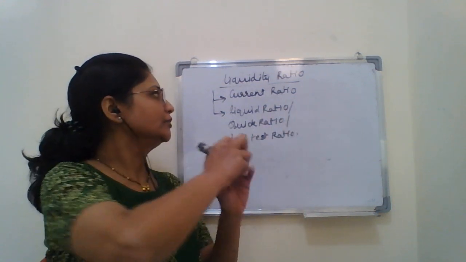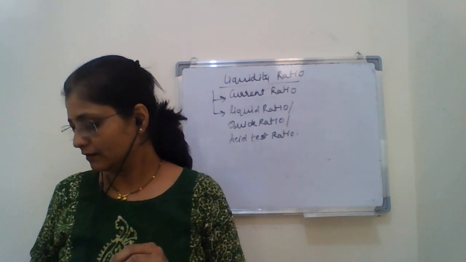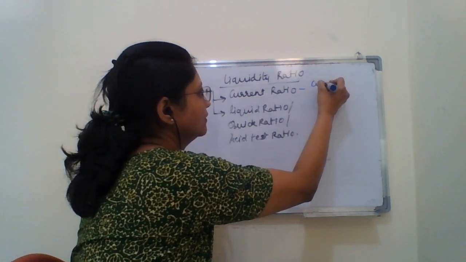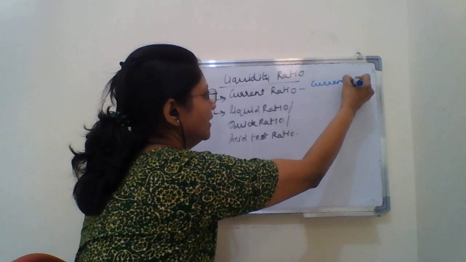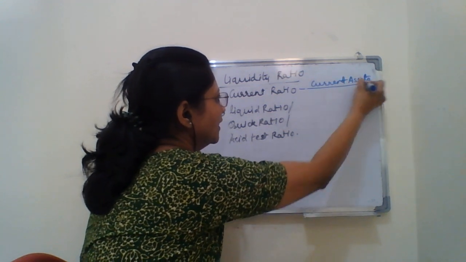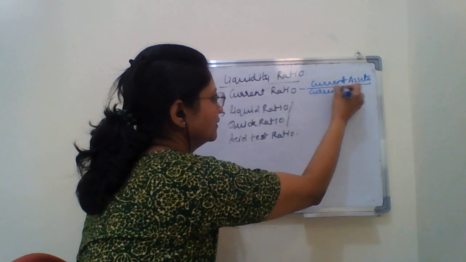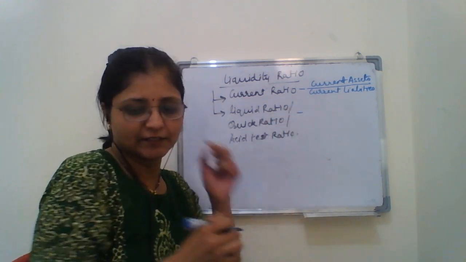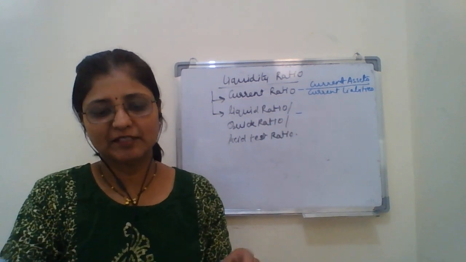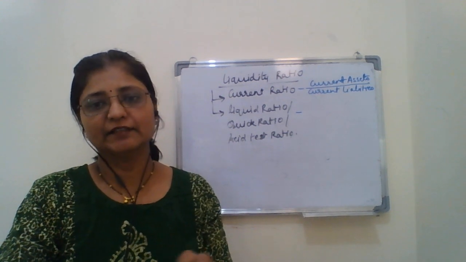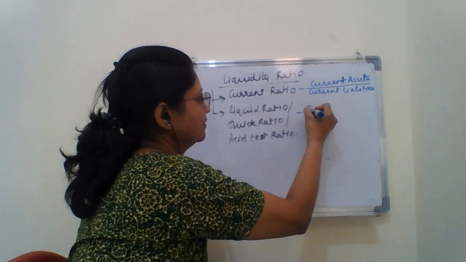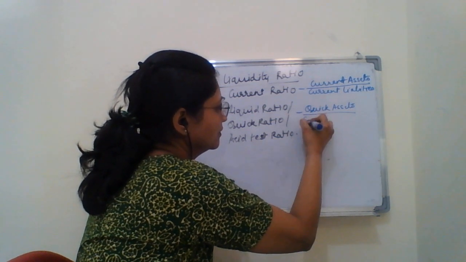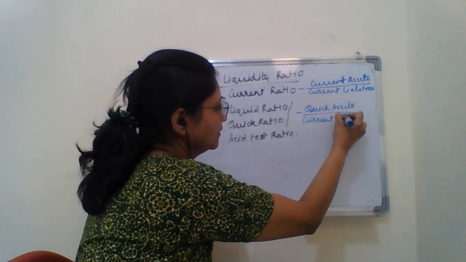So first, the current ratio is calculated as, from the name itself you can guess, current assets by current liabilities. And the liquid ratio is calculated as, from the name itself you can also say, liquid assets or quick assets by current liabilities.